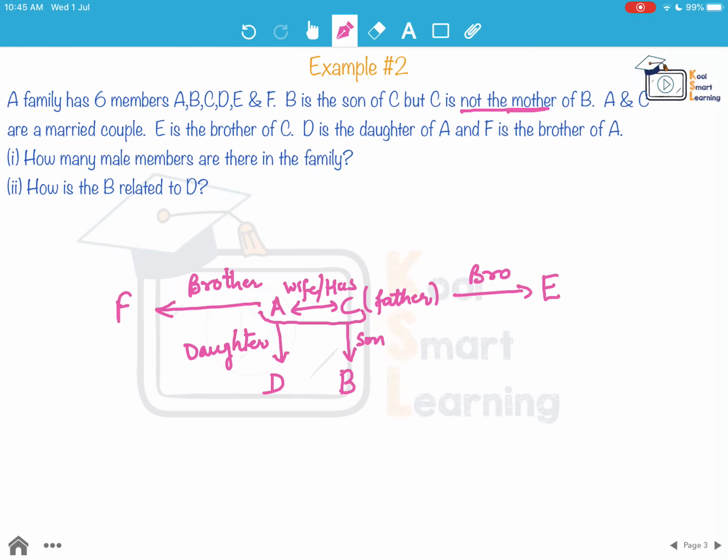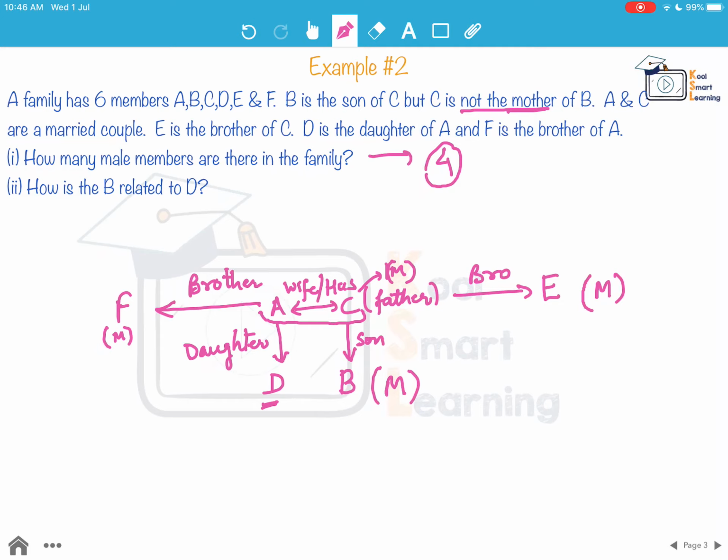Now the first question is, how many male members are there in the family? So let's see. F is a male member because he is the brother. C is a male member because he is given to be the father of B. B is the son, so he is also a male member. D is the daughter, so she is female. A is the wife, or A is the mother of B and D, so she is also female. E is the brother of C, so this is also male. So we have 4 male members in the family.